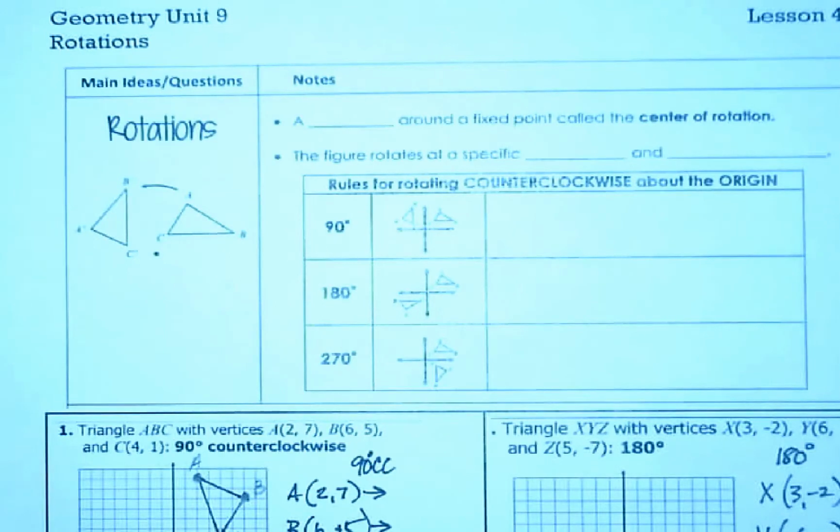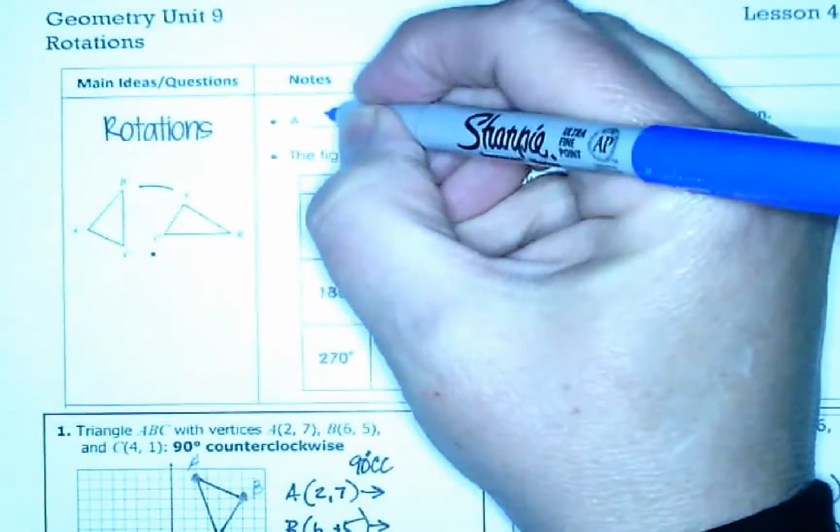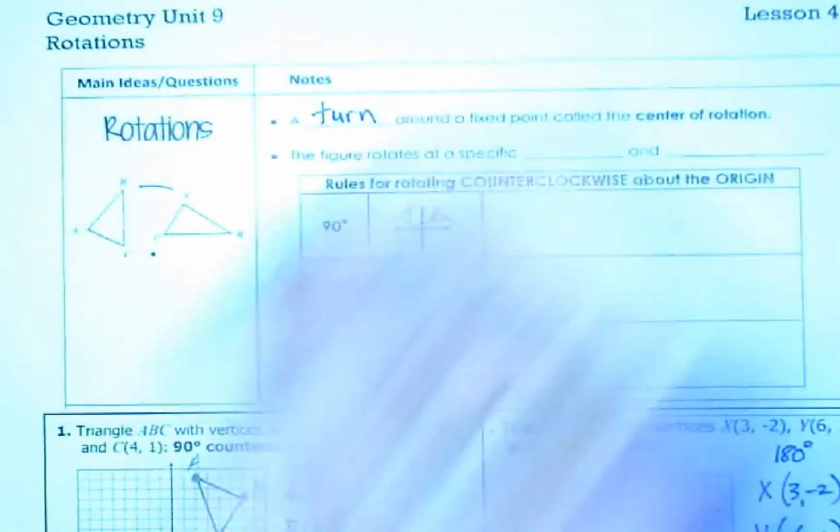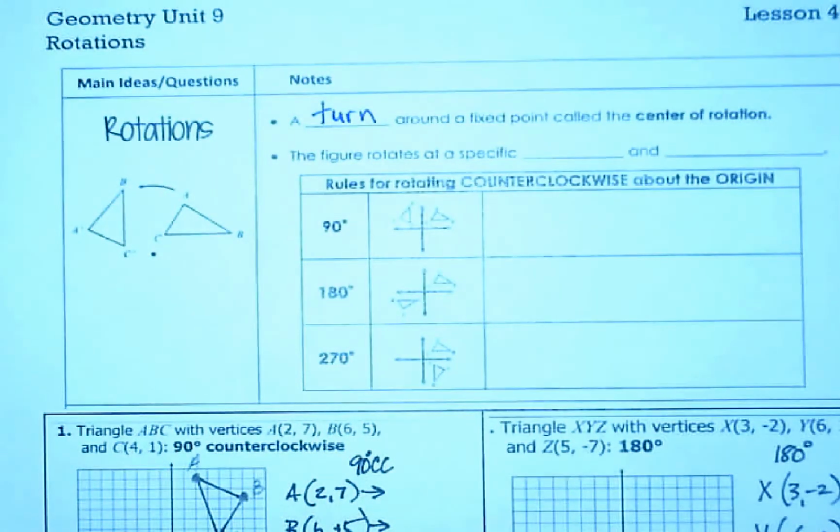Okay, let's do some notes with rotations. As mentioned in the very first lesson, a rotation is a turn around a fixed point. That fixed point is called the center of rotation. It can be any fixed point. In the work that we're going to do, we're going to use only the origin, which is at (0, 0).